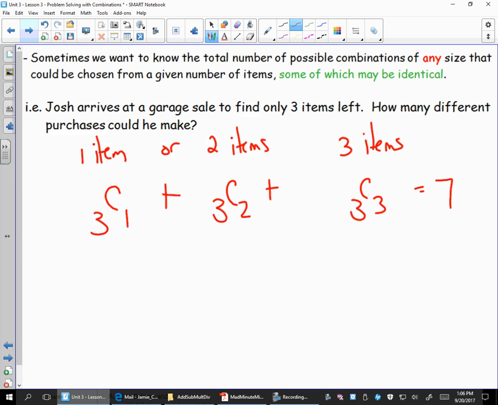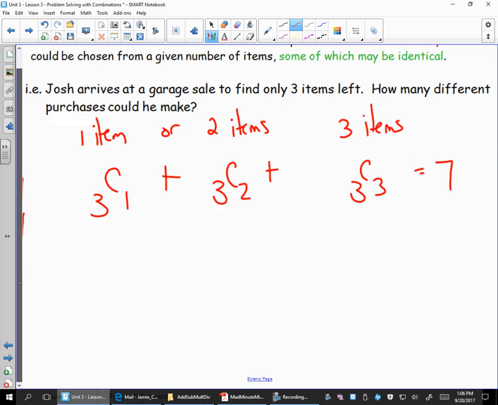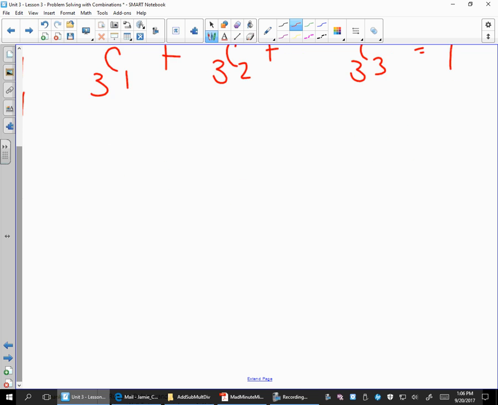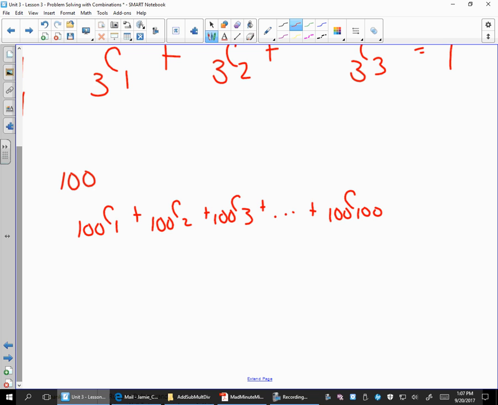But what if we take this idea the next step? What if instead of arriving at the garage sale late, he arrives early? He arrives there and he sees 100 different items. Do I really want to go through and say 100 choose 1 item, or 100 choose 2 items, or 100 choose 3 items, or all the way up to 100 choose 100? That's going to be kind of time consuming, I'm guessing. So let's take this idea and think about it in a slightly different way.